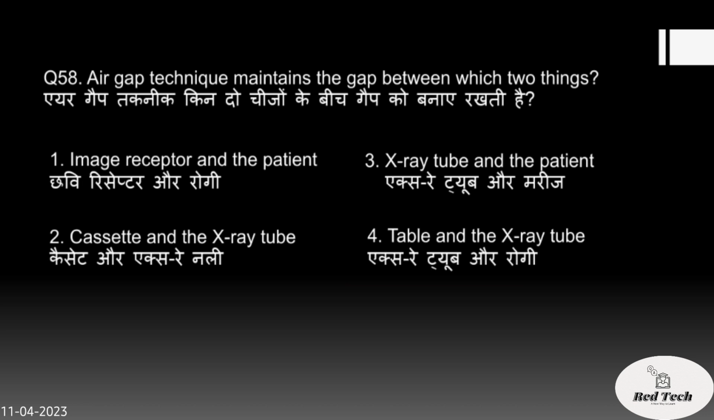Question number 58. Air gap technique maintains the gap between which two things? In the air gap technique, which two things matter a lot? The options: option 1 is image receptor and the patient, option 2 is cassette and the X-ray tube, option 3 is X-ray tube and patient, and option 4 is table and X-ray tube. You can pause the video and answer the question.